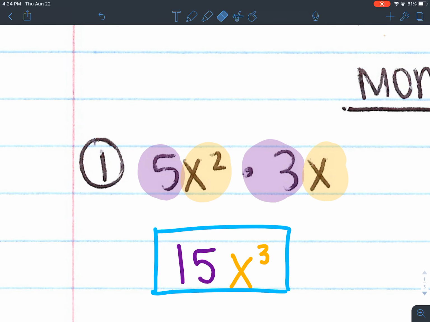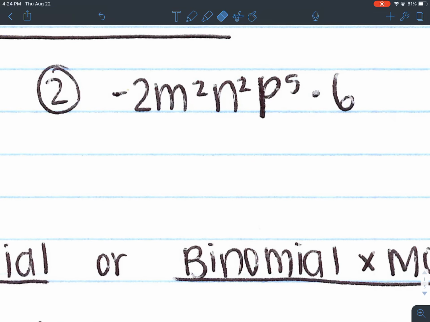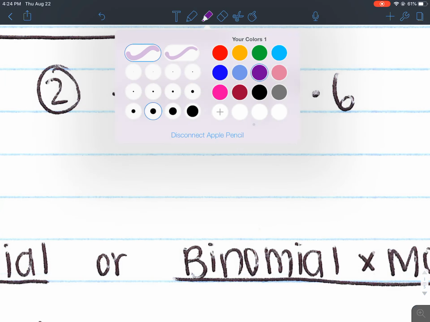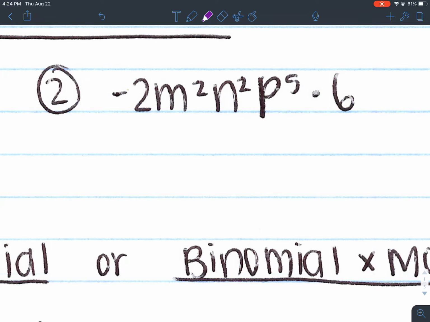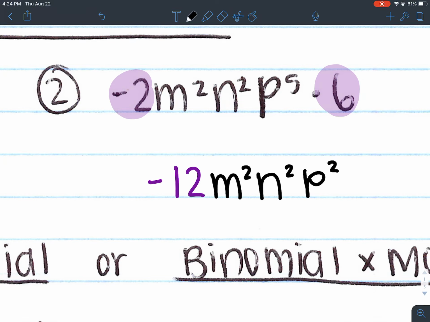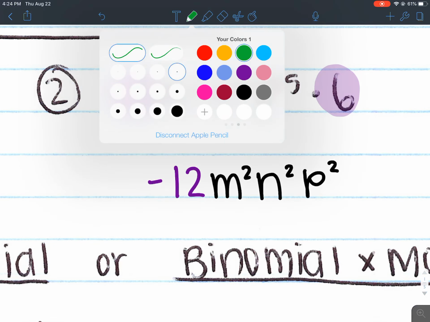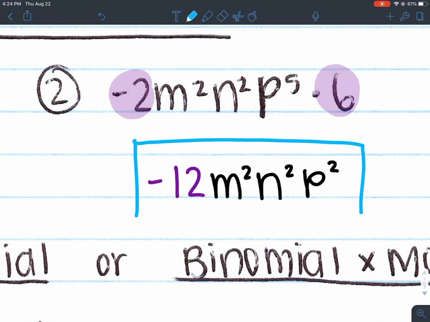There we go. All right, number 2, negative 2m squared n squared p to the 5th times 6. Well, do I have any like items that I can multiply easily? Yeah, negative 2 can multiply to 6. Those are two things that I can multiply and make it simpler. That's going to give me negative 12. However, m squared can't multiply by anything else. It can't combine, so it just stays m squared. N squared is the same thing, and so is p to the 5th. These all stay the same thing because you can't combine them with anything else. So there is a difference between combining like terms and then being able to multiply anything.